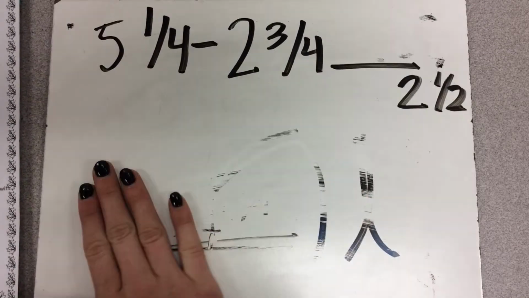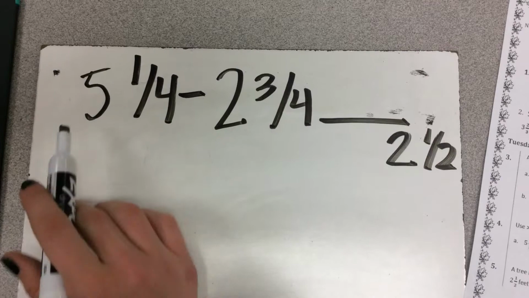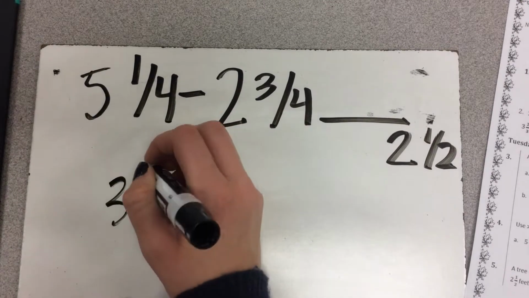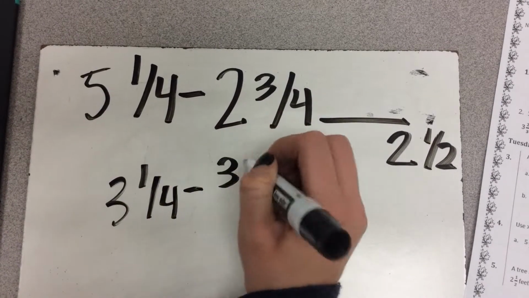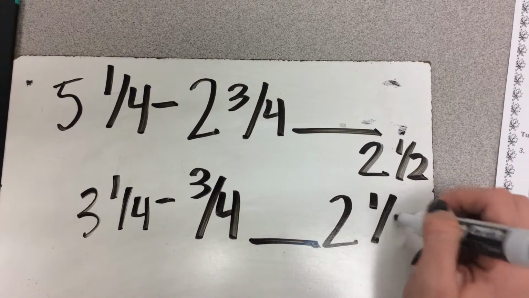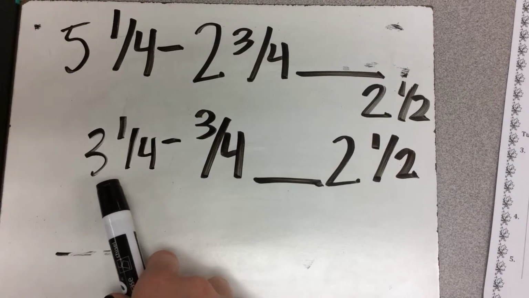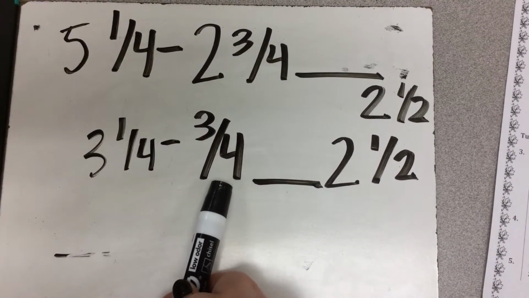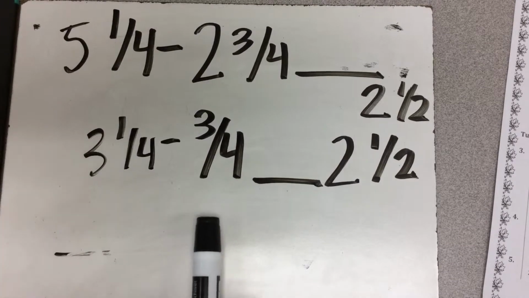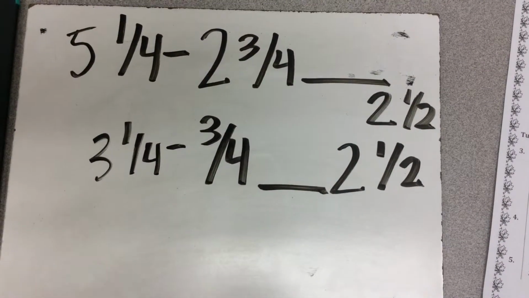So I'm going to erase my beautiful picture, and we're going to do our subtracting. So 5 minus 2 is 3. So we have 3 1/4 minus 3/4 versus 2 1/2. So let's see. If we've got 3 1/4 and we're taking away almost 1, we'll still have more than 2, but let's go ahead and check.